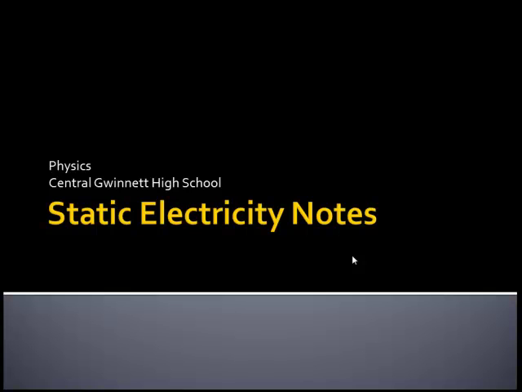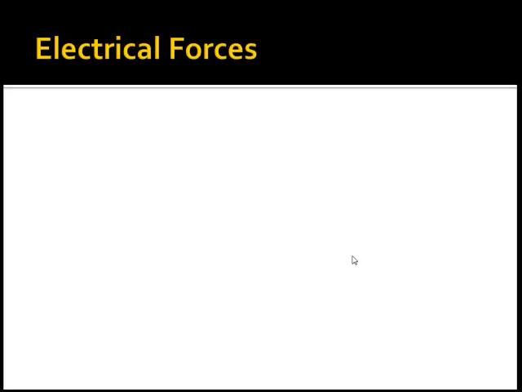These are the notes for static electricity. This unit is going to involve electrical forces, methods of charging, types of charge, and conservation of charge. First, I'm going to begin by talking about electrical forces.